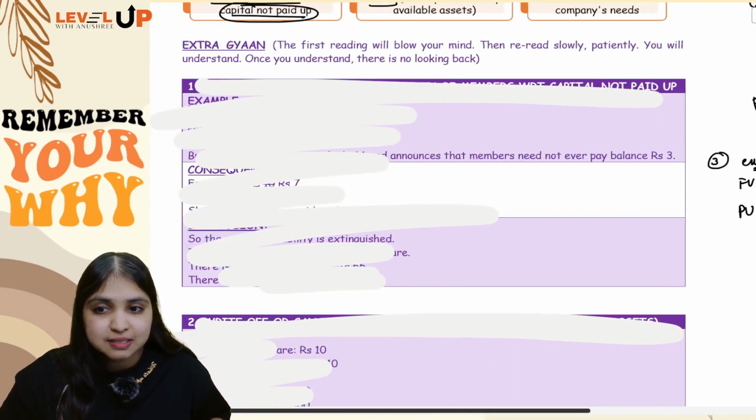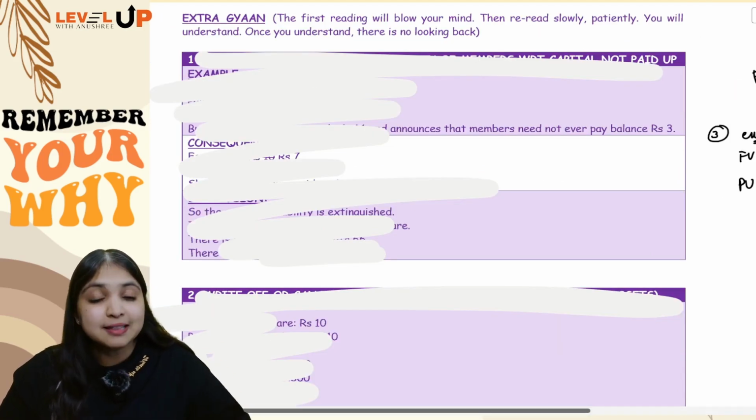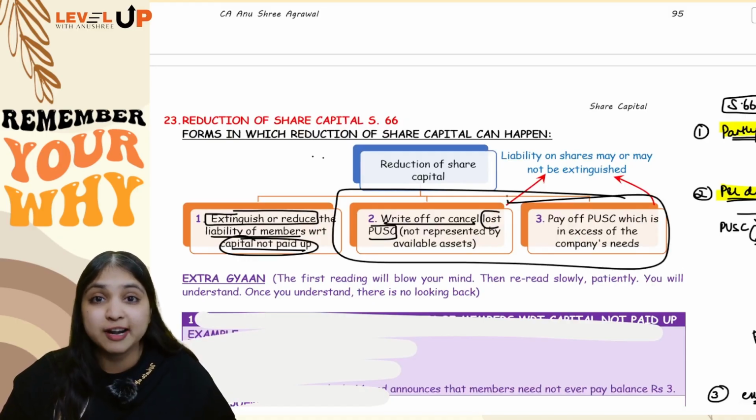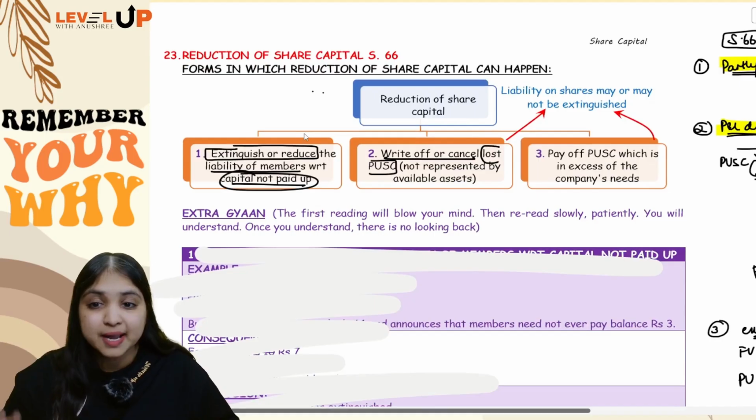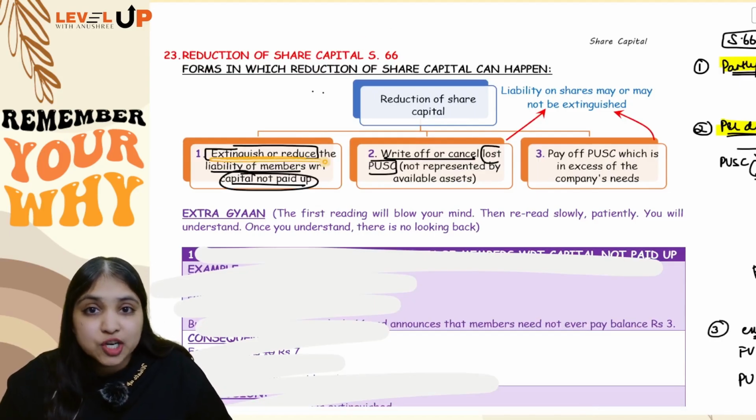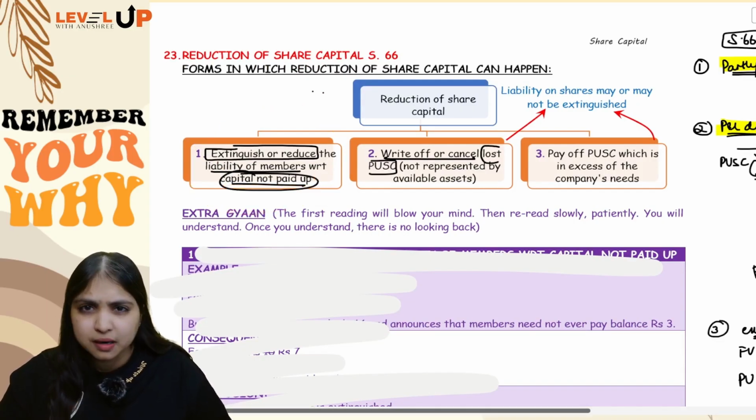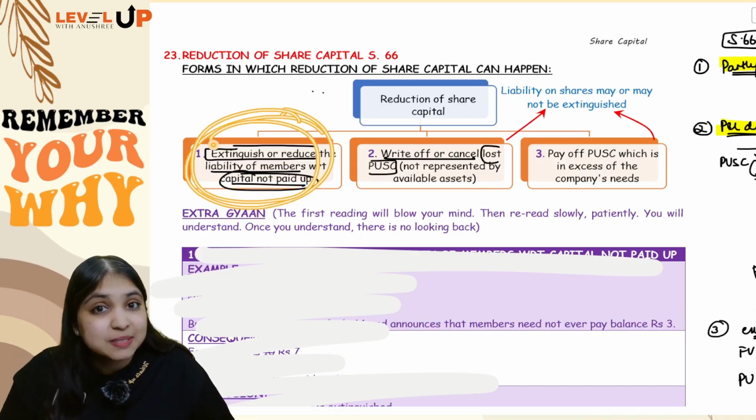So in the first method, the liability of members will reduce. But in the second and in the third method, the liability of members may reduce, may not reduce, depending upon whether the company is reducing the face value also or not. Remember guys? Yes. So first method, extinguishing or reducing the liability of members with respect to capital not paid up. Here the company is having partly paid up shares. Precondition is partly paid up shares.